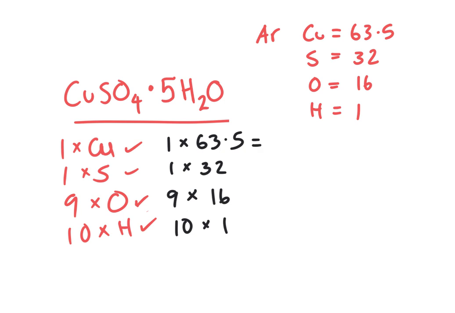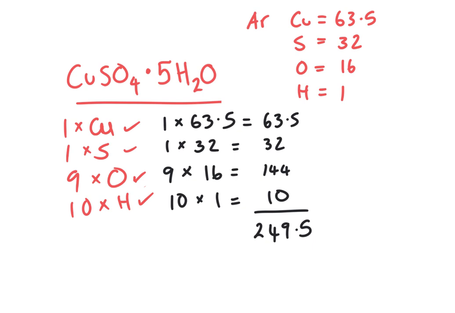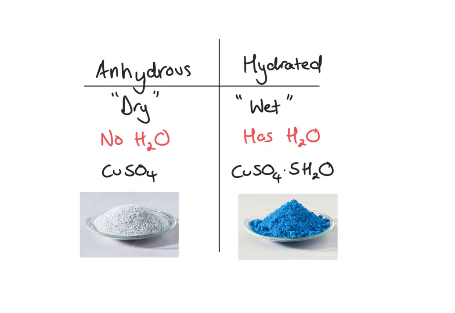So I'm going to do the sum for each of them, and then I'm going to add them together. So I add up 63.5 plus 32, 9 times 16 is 144, 10 times 1 is 10, and I get a total of 249.5. So that is the MR of that CuSO4.5H2O compound.